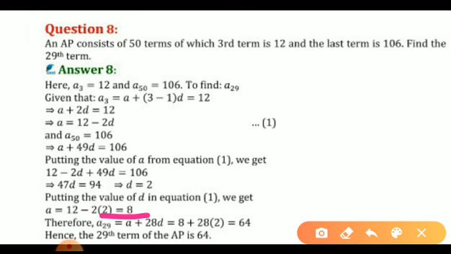The 29th term, that means my n value is 29. So what will be my A29? A29 will be A plus 28D. The value of A you know, the value of D you have. So just substitute the values and you will get the answer as 64. Okay, so A29 is given to be 64. Okay, is this one clear to you? Right?